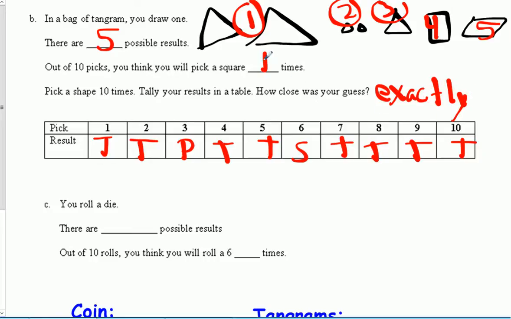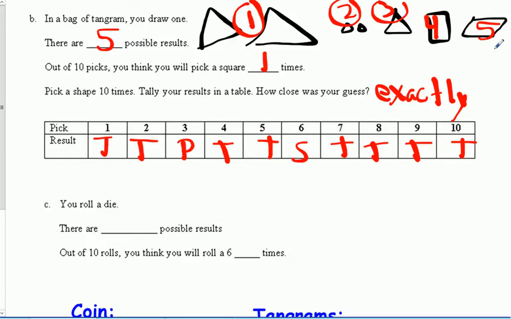So now if you predicted more squares and you didn't get very many, take a think about why. Why wouldn't you have gotten that many squares? Why were most of mine triangles? Why are probably most of yours triangles? Well, most of ours are triangles because there are just more triangles in the bag. I have a better shot at picking a triangle than I did at picking a square or picking a parallelogram.